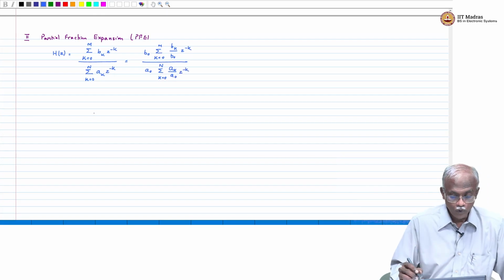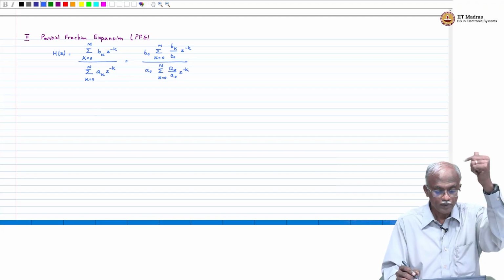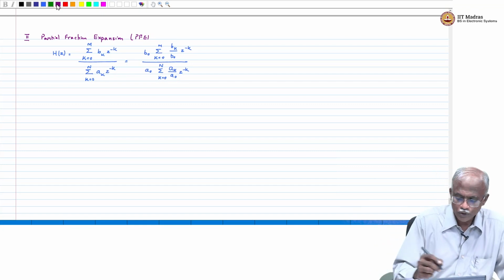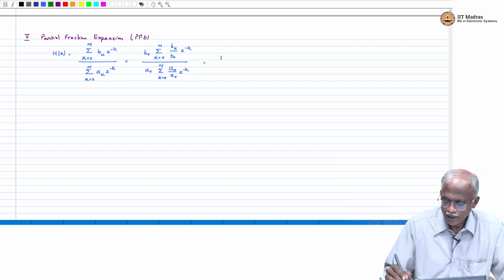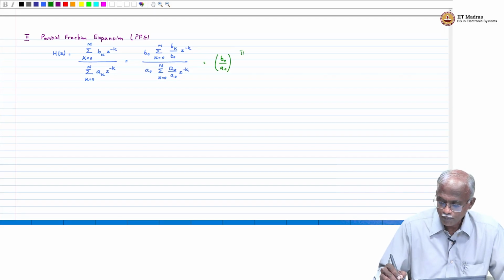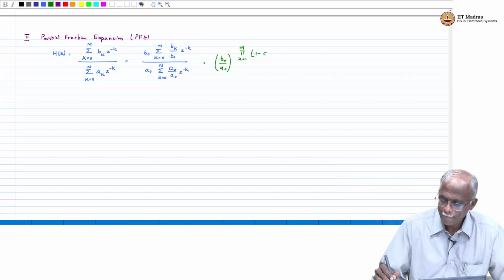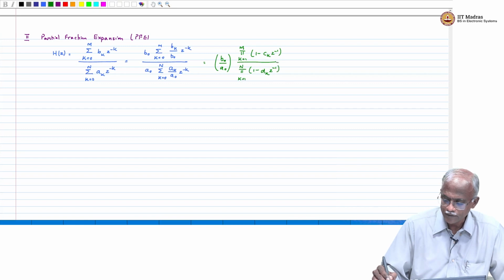Okay. Now notice what happened to the first coefficient, k equal to 0. You get b0 by b0. First coefficient becomes 1. Similarly, in the denominator, the first coefficient becomes 1. So now we can say that this can be written as b0 by a0, a scale factor, times a product of first order terms, k equal to 1 through m, 1 minus ck z inverse, over the denominator, product of k equal to 1 through n, 1 minus dk z inverse.